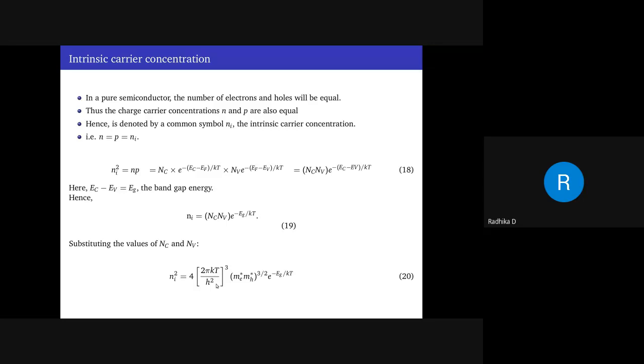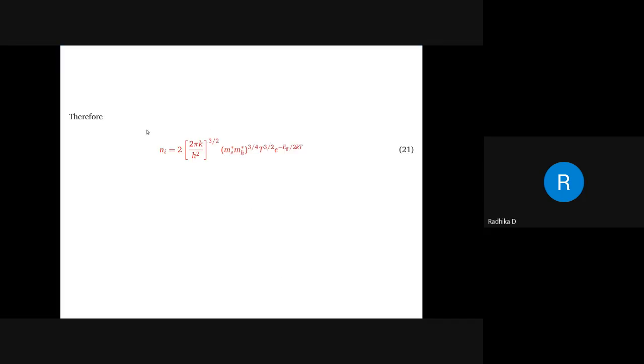So (2πkT/h²)³. Then m_e* and m_h*, you cannot do anything, you have to put them separately. So m_e* into m_h* to the power of 3/2 and e to the power of minus Eg by kT. So you are substituting for Nc and Nv, which you got in the previous step. If I want ni, what should I do? I should take a square root of this entire thing. So square root of 4 will be 2, square root of this thing will be to the power of 3 by 2, square root of here will be to the power of 3 by 4, and this will be minus Eg by 2kT. So this is how my final expression for ni looks like.